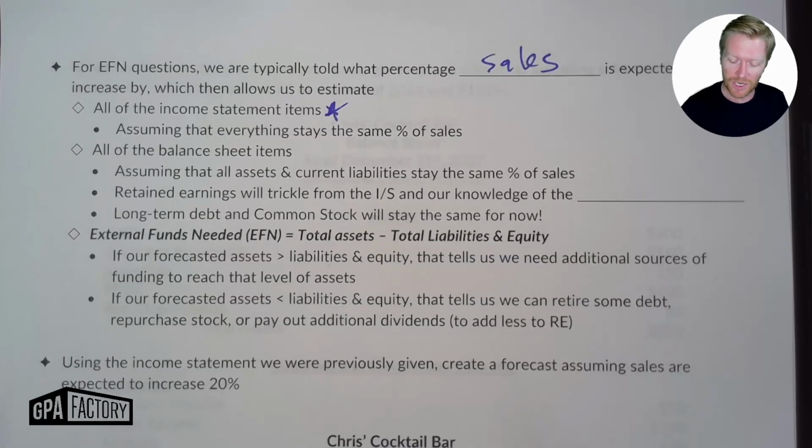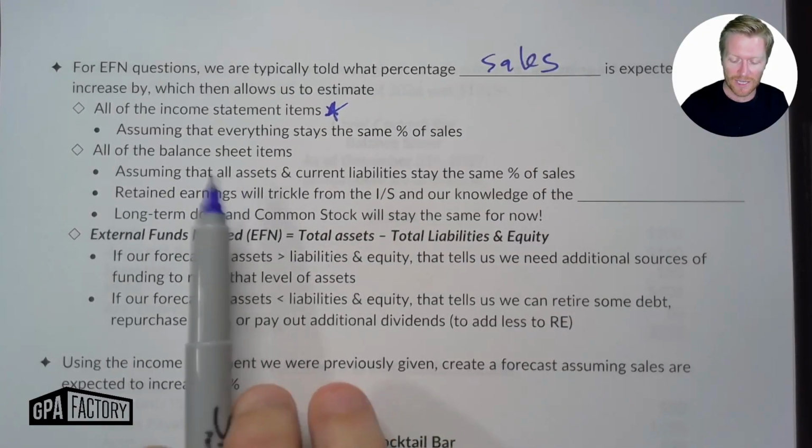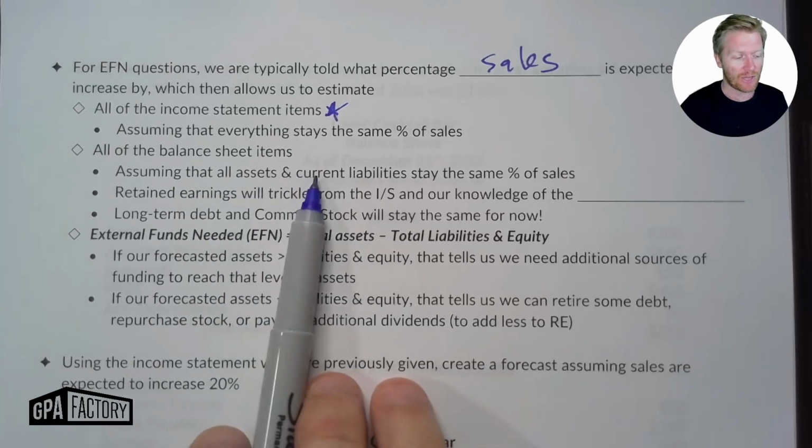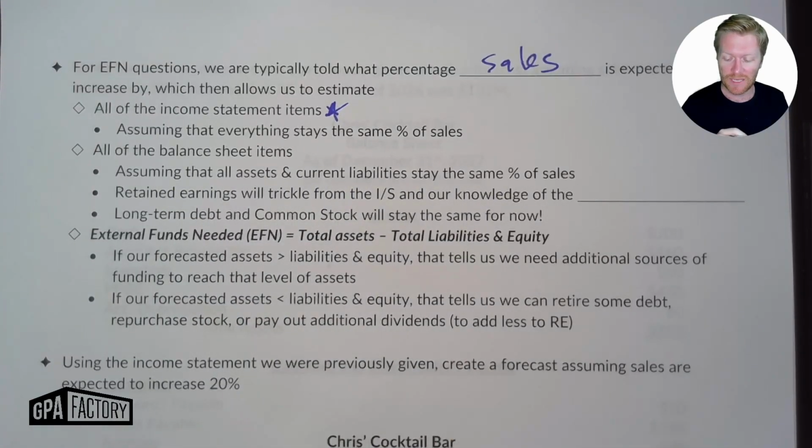And then all of the balance sheet items, we're going to assume that all assets, unless we are specifically told otherwise, sometimes, very, very occasionally, we'll have fixed assets that aren't necessarily going to increase proportionally with sales. But assuming that all assets and current liabilities are going to stay the same percentage of sales, that means that we can just multiply all of those by 1.2 as well, if it is that sales increase by 20%.